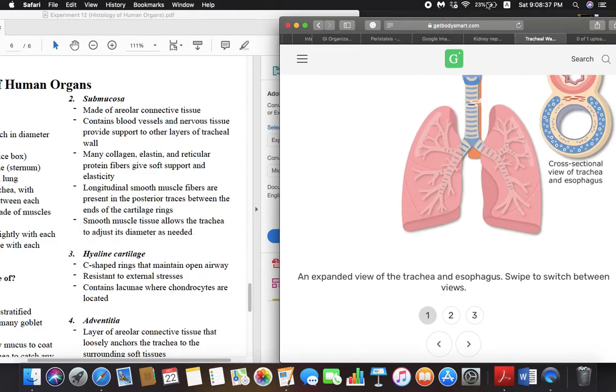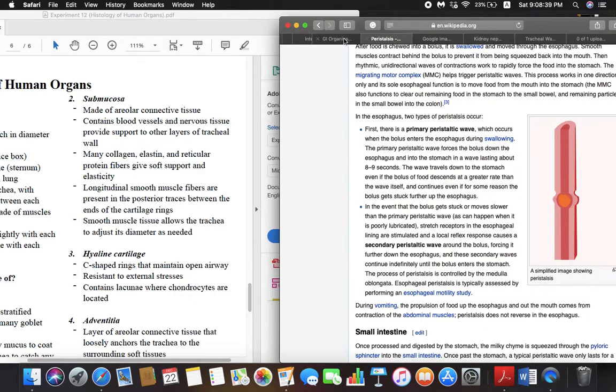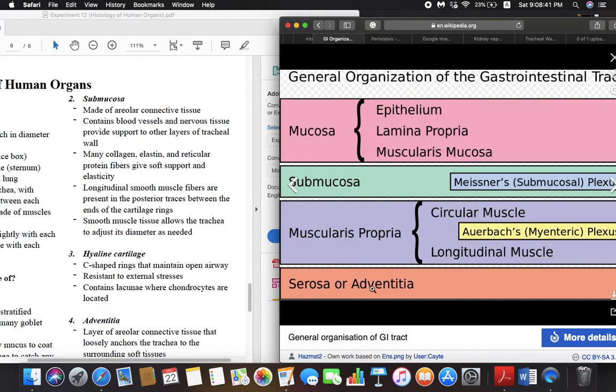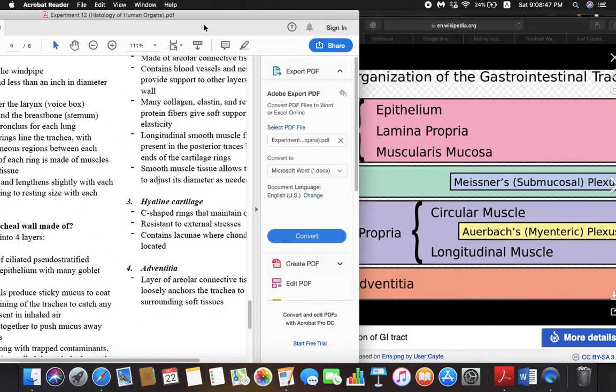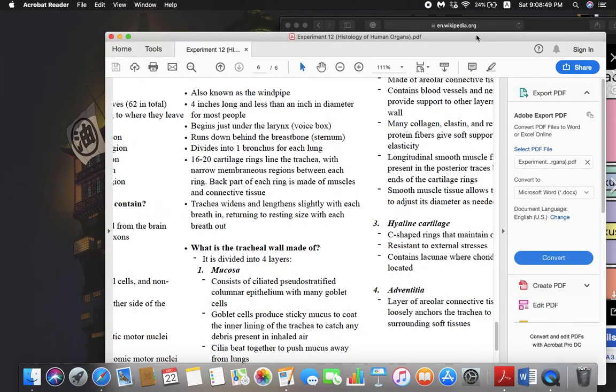But if we go back to the intestinal wall, the serosa, if we're talking about the serosa, does have mesothelium. I hope this proves to be useful to you and that it helped you better understand this lab.